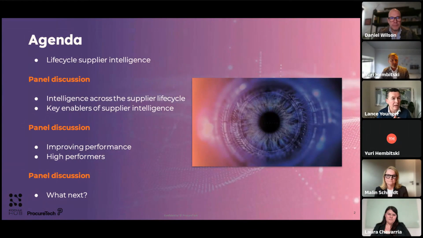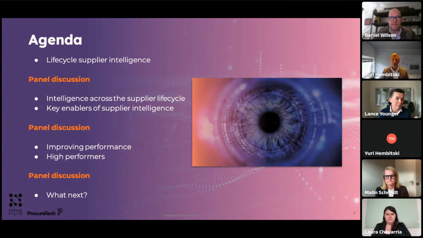So as I mentioned, we're talking today a lot about intelligence, and most critically about supplier performance intelligence. So the data that basically informs how we manage our suppliers and improve their overall performance. We're going to break into a panel discussion after that introduction, before going into the next section of content to talk about intelligence across the supplier lifecycle and the key enablers behind that as well. We'll break for another panel before going into a conversation about high performers as well. And then we'll close with a section on what next. You know, what do we do next to move forward across this different landscape?